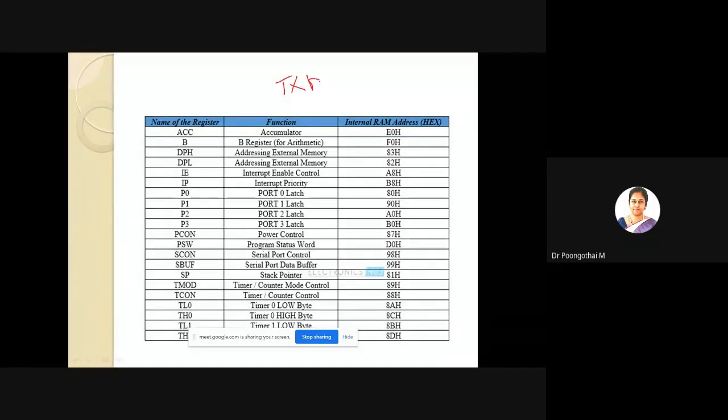TXD and RXD for serial communication. So SBUF is a single register, but it will perform two operations, write only and read only. Write only means it holds the data to be transmitted out of 8051 via TXD, okay? And read only means it holds received data from external sources via RXD. It's a single 8-bit register used for both transmission and reception.